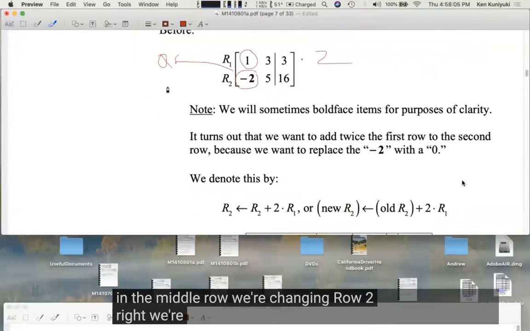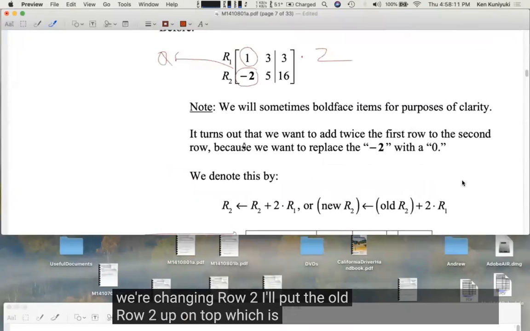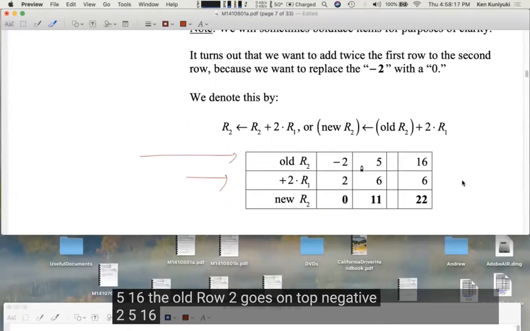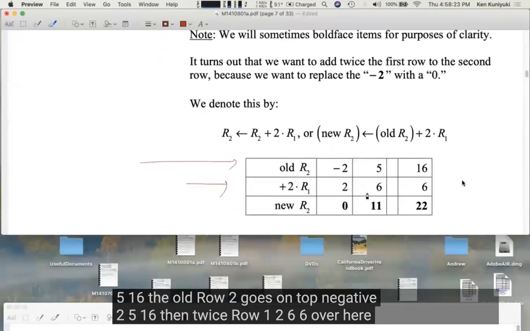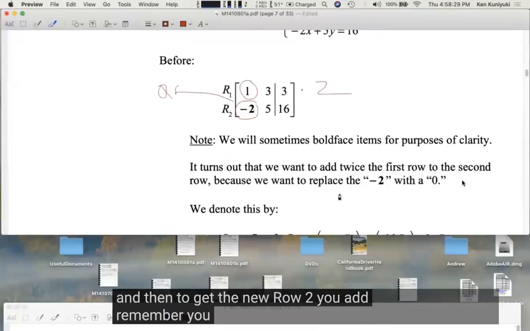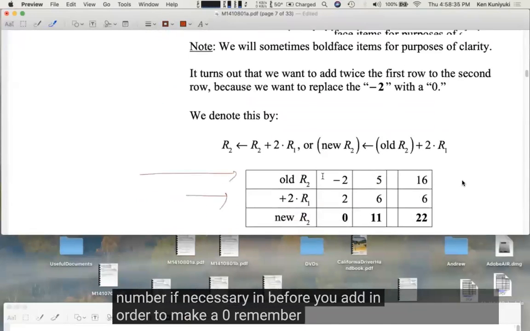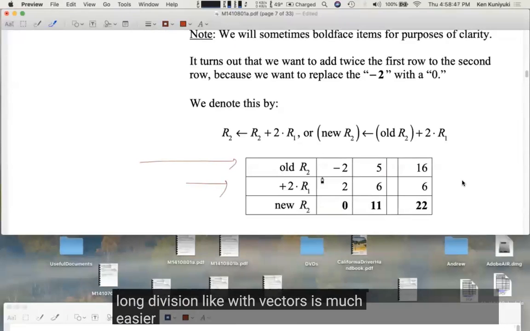We're changing row 2, right? Since we're changing row 2, I'll put the old row 2 up on top, which is -2, 5, 16. Then twice row 1, 2, 6, 6 over here. And then to get the new row 2, you add. Remember, you can multiply by a negative number if necessary before you add in order to make a 0. Just like with long division, like with vectors, it is much easier to add than to subtract.